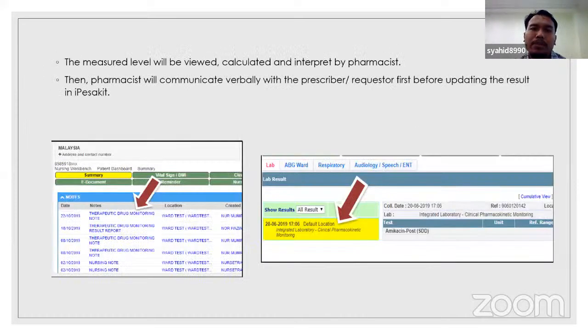Okay, for TDM reporting, the measured level will be reviewed, calculated, and interpreted by pharmacists. Then pharmacy will communicate verbally with the prescriber requester first before updating in the IPO sakit. After I have called you to inform the result, I will usually update the result in the IPO sakit. There are two ways to view the result. First is at the summary, patient notes, therapeutic monitoring notes. Then at the lab result module.